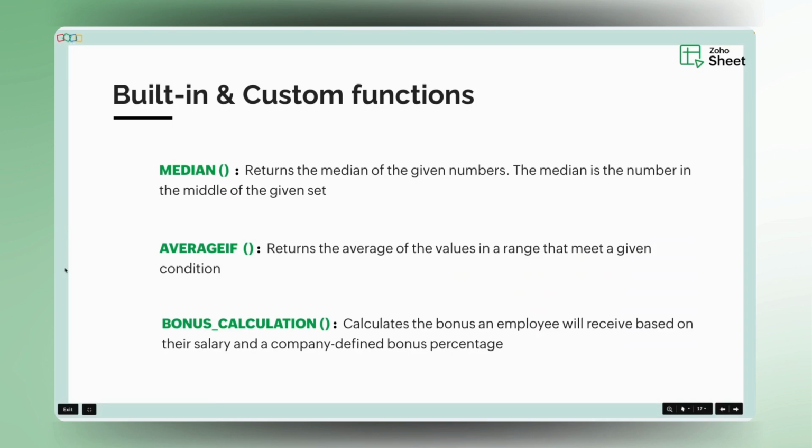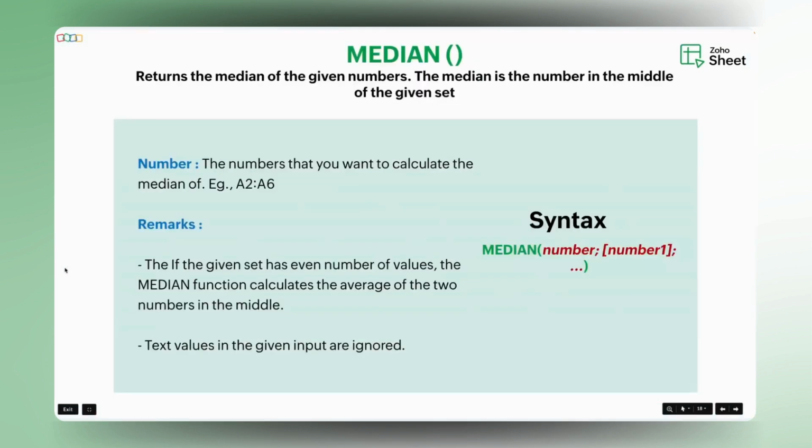Of course, Rohit. Let's start with the MEDIAN function. This returns the middle value in a given set of numbers, and if the set has an even number of values, it calculates the average of the two middle numbers. So this is the syntax.